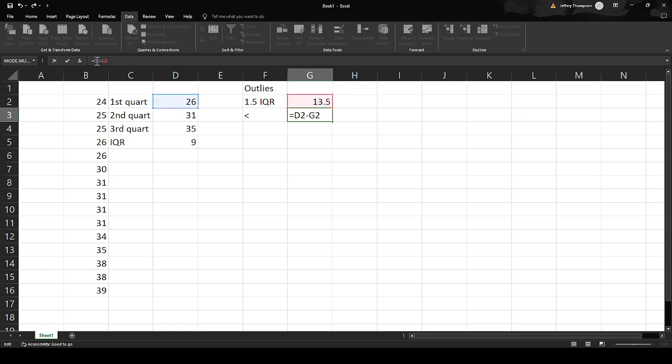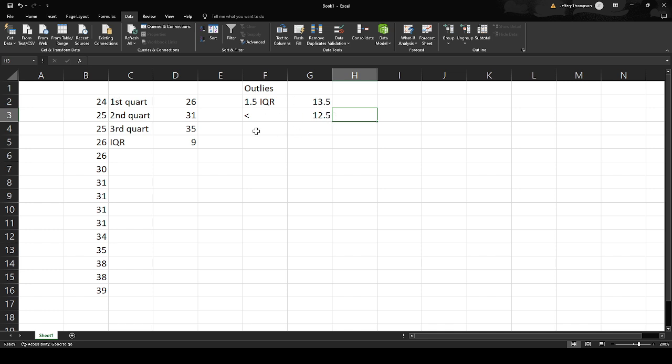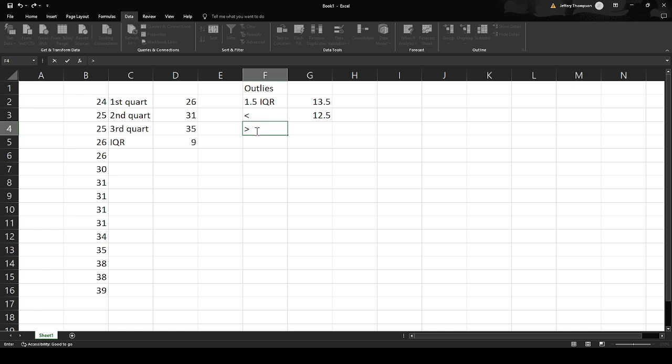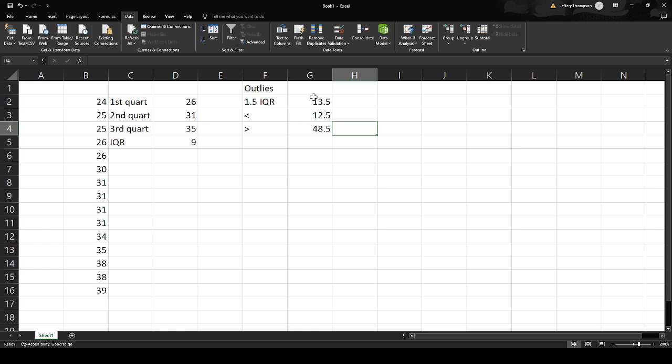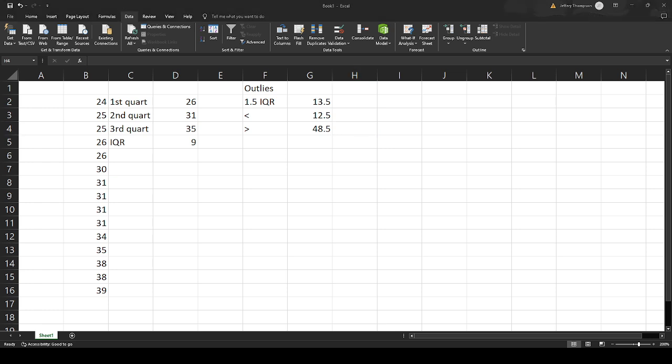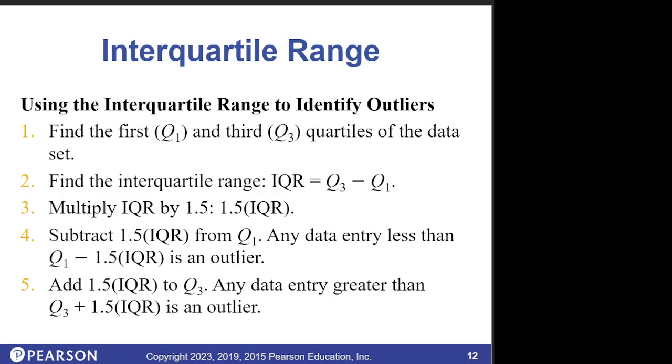D2, I keep doing C's for D's. So things less than 12.5 would be an outlier. And then greater than, that would be equal to D4 plus G2. And so we use this spread here to determine boundaries of things that just might not fit our data. Sorry about the flipping screens here. Let's see if I can get back to the PowerPoint here. But at least we have the tools to calculate this quickly in our spreadsheets.